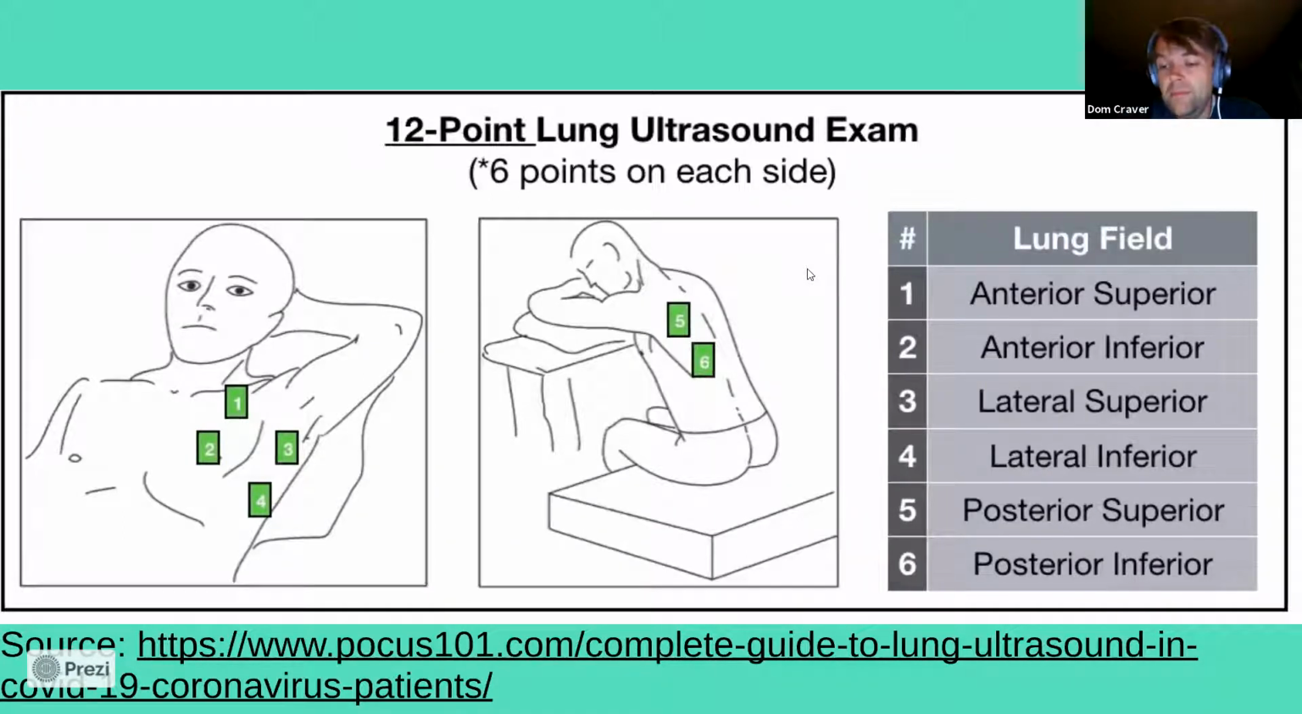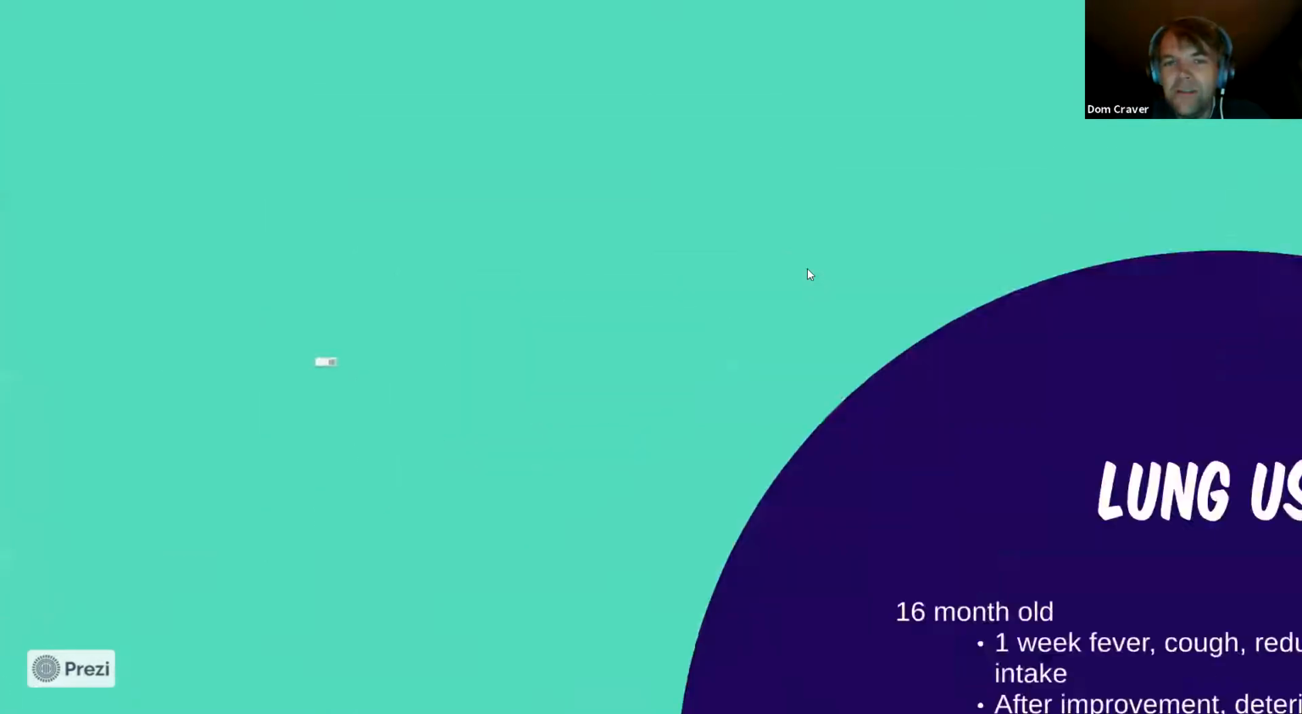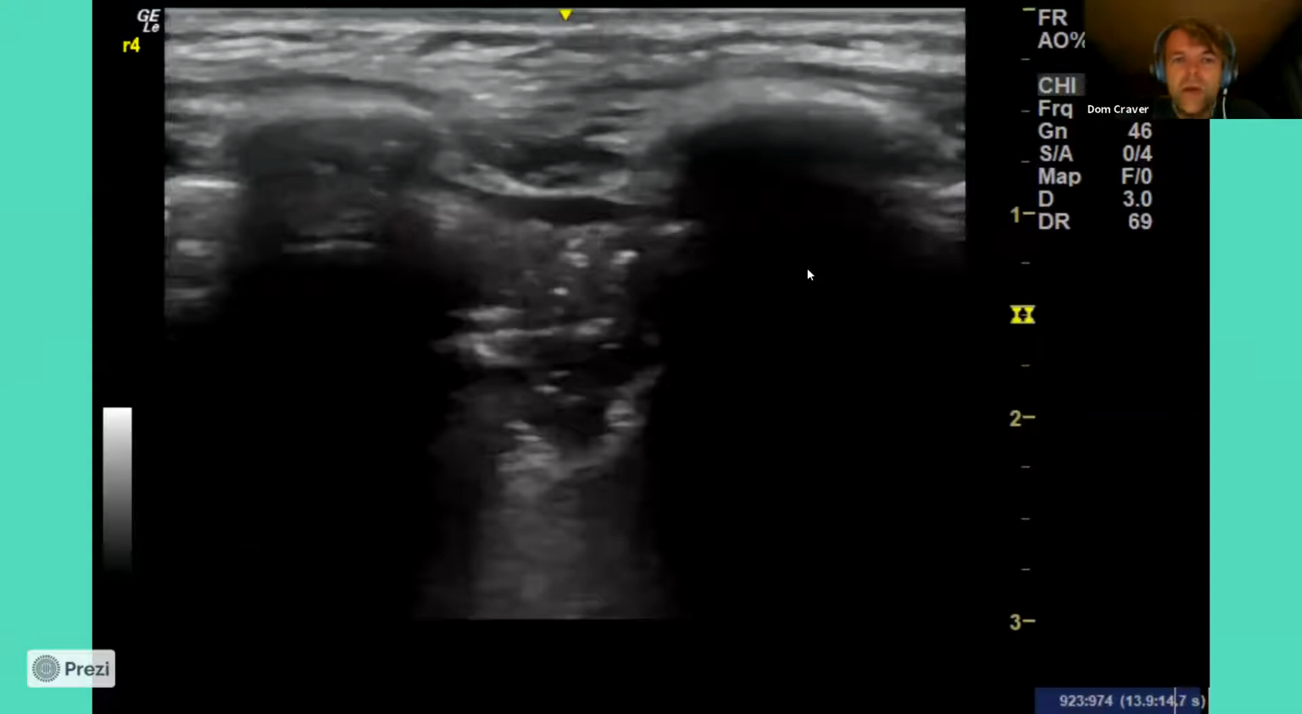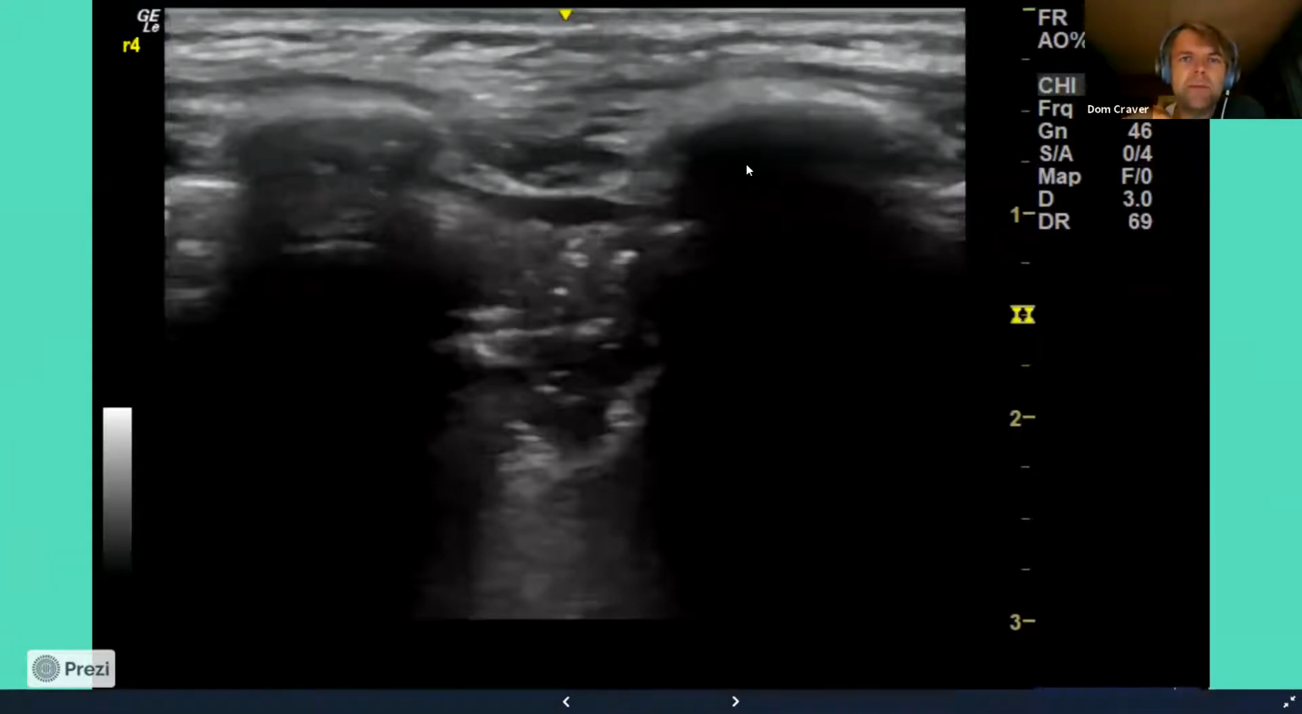That's great. And just try to remember to put markers when you save your images on your probe. So we did some pictures of our little one. Here's a still image, just to show you what we're looking at. Can you see my pointer?